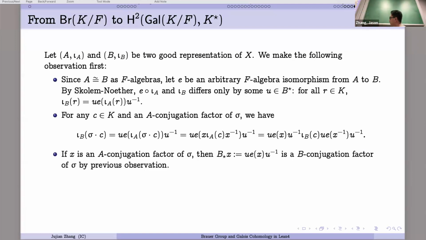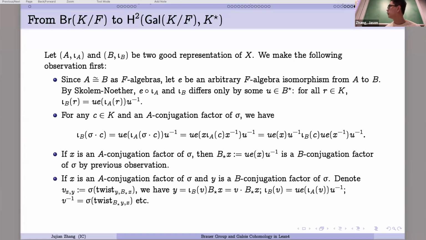Another thing we care about is that if X is an A conjugation factor of sigma, we can push it to B by defining the push forward of X to be U times E of X times U inverse. This is a B conjugation factor. So if X is an A conjugation factor of sigma and Y is a B conjugation factor of sigma, we can define another coefficient which we call V as the twist coefficient of Y with respect to the push out of X. Then we observe that Y and the push out are related by this kind of equation.